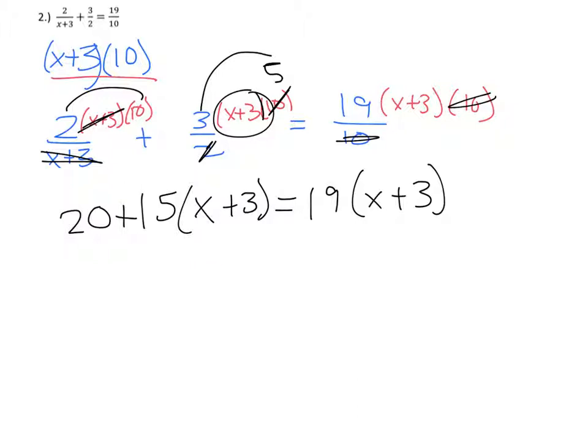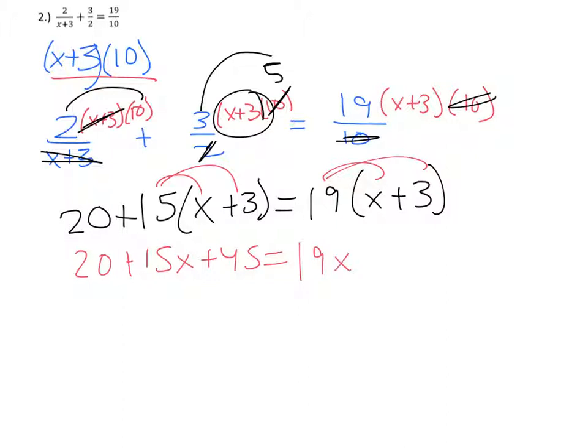So let's go ahead and finish this one out. We're going to distribute the 15 so that we have 20 plus 15x plus 45 equals, we're also going to distribute the 19. So 19 times x is just 19x. And then we have 19 times 3, which gives me 57. Now I'm going to combine like terms on the left, so 45 plus 20 is 65 plus 15x equals 19x plus 57.